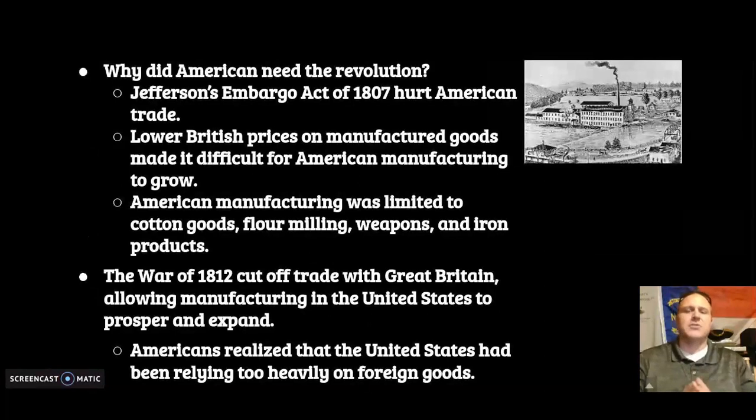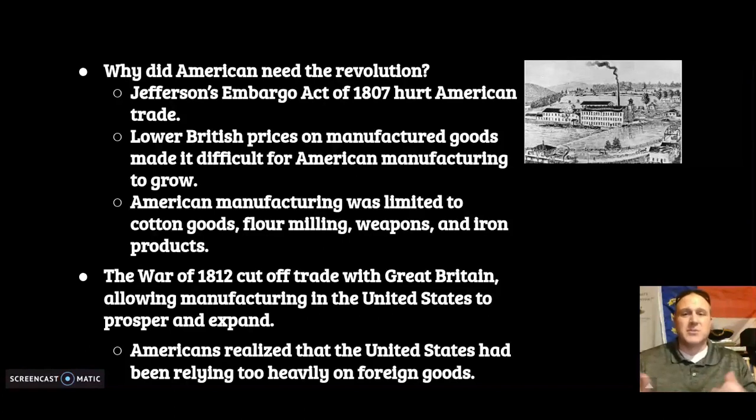Why does the United States need the Industrial Revolution? Remember I said it came over in 1790? It's basically Thomas Jefferson. Thank you, Thomas Jefferson. Thomas Jefferson's Embargo of 1807 hurts American trade. Remember, he doesn't want us to trade with Britain anymore.